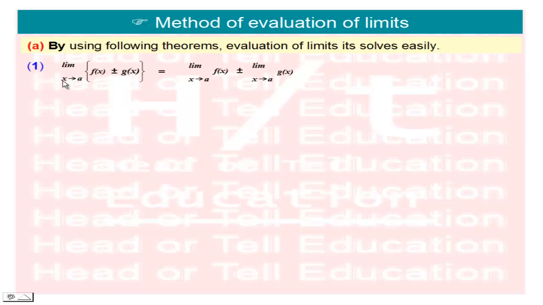Number one: limit x tends to a of function f(x) plus or minus function g(x) equals limit x tends to a of f(x) plus or minus limit x tends to a of g(x). Next, limit x tends to a of k multiplied by function f(x) equals k times limit x tends to a of f(x), where k is a constant.